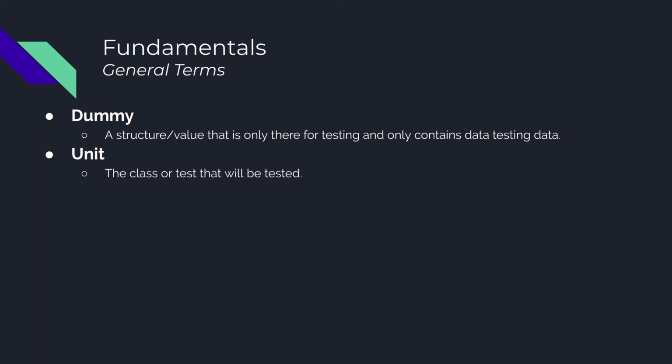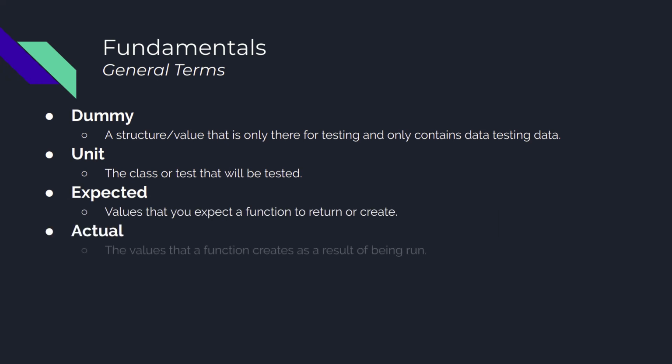A unit is the class that's under test, or just a function or something that we're testing in particular, some smallest unit of a particular class. A class really isn't itself its own unit. It's its methods and how the different methods interact with each other that really becomes the units. Expected: whenever we say expected, we are trying to say the values that you expect a function to return or create. The actual is the values that we actually get from a function or a method as a result of it being run.